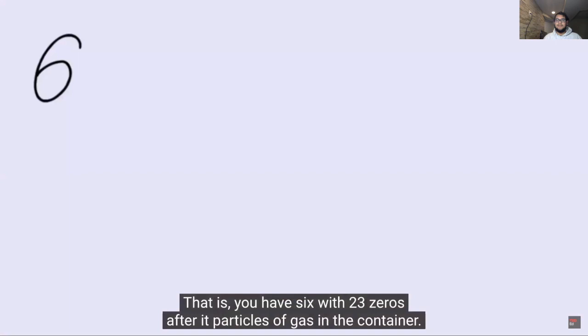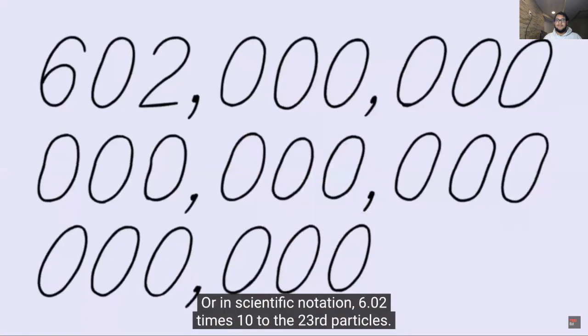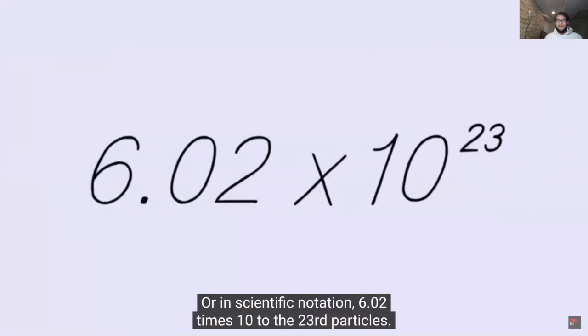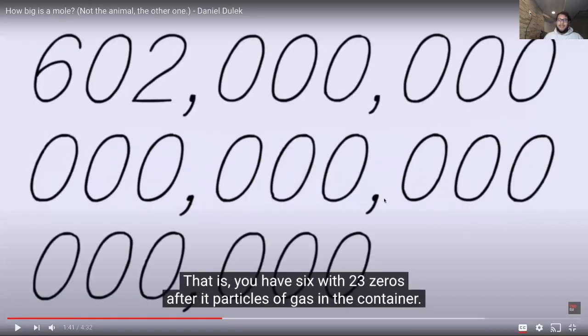That is, you have 6 with 23 zeros after it particles of gas in a container. Or in scientific notation, 6.02 times 10 to the 23rd particles. So hold on a second. I know you all love it when I pause the videos, but take a look at this, right? Imagine having to write this on your paper every single time you have to do a math problem with chemistry, right? You have to write out 21 zeros, right?